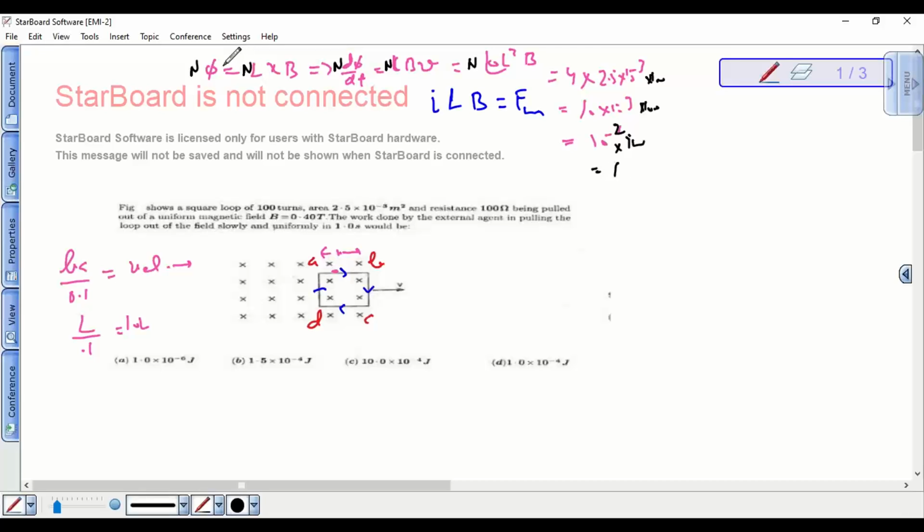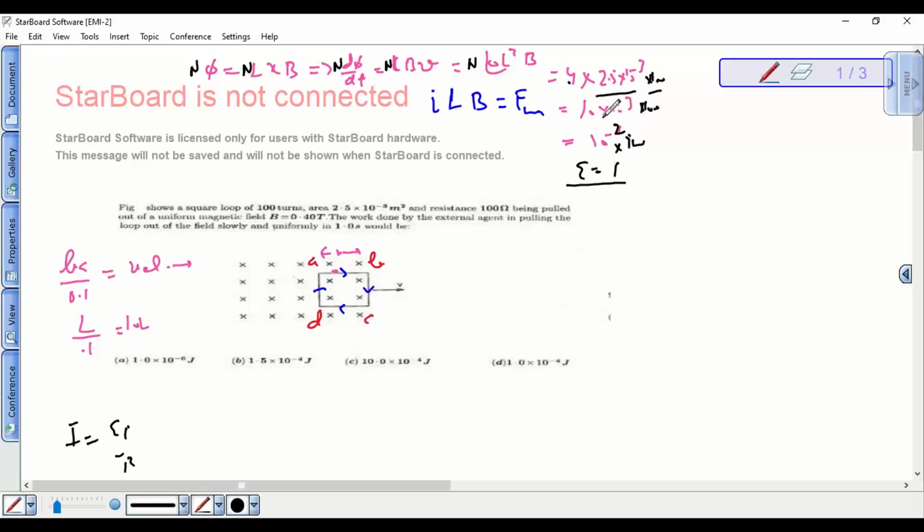So this is basically the induced EMF. It is 1 volt, and the current flowing in the loop can simply be found by dividing this induced EMF by the resistance, 100. So the induced EMF, if you can see, 2.5 into 10 to the power minus 3 is the area of the loop, 100 is the number of turns, and this is 0.4.